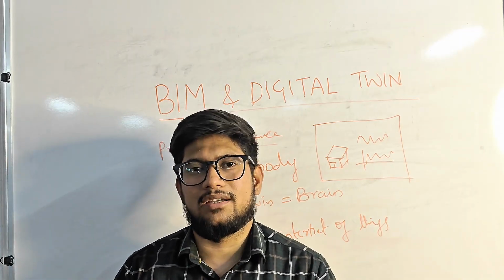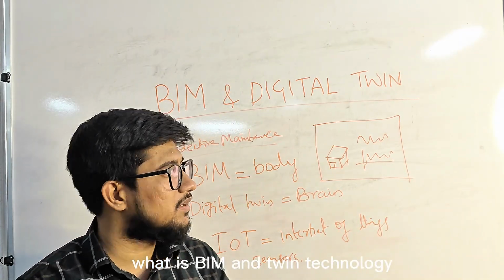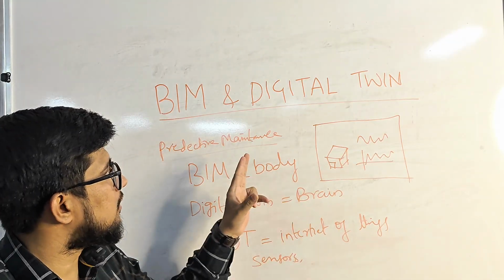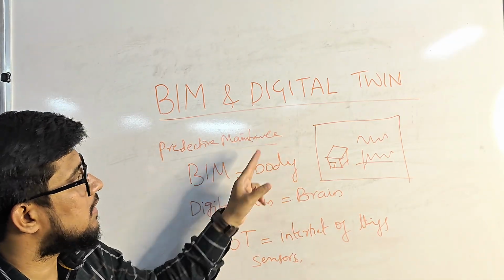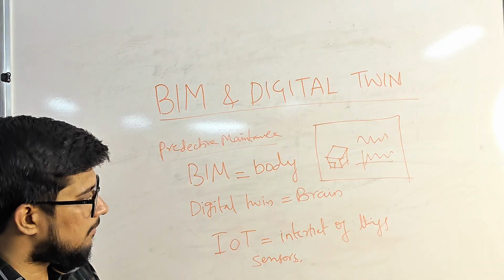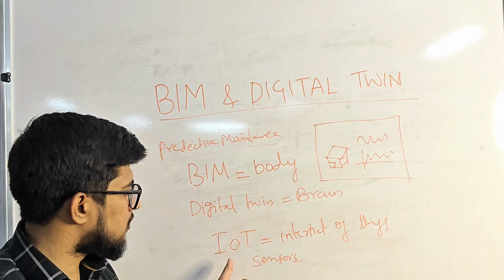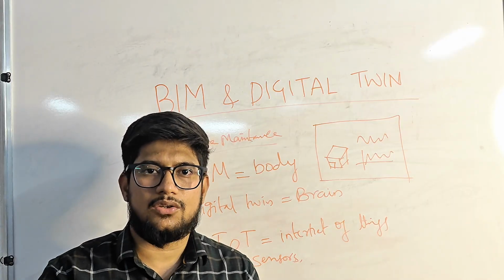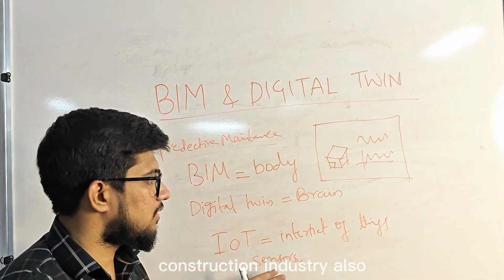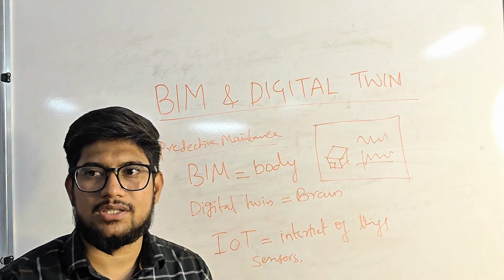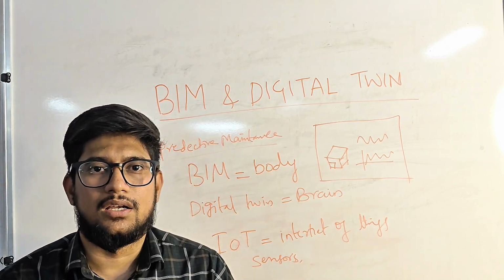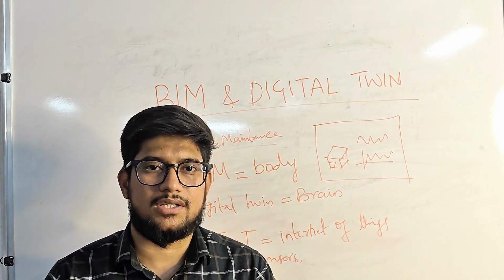So I hope you got the idea of what BIM and twin technology are. Both are not different. In fact, this technology, digital twin, is common. It is useful for many other industries. IoT is also useful for many other industries. So we can use this technology in the construction industry also. It is up to us how we can adopt these technologies. So we need to do some research on it. We need to learn. We need to develop the skills.